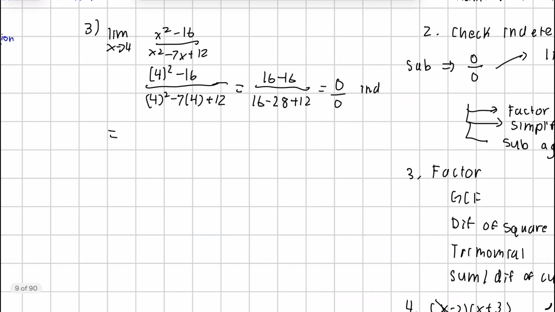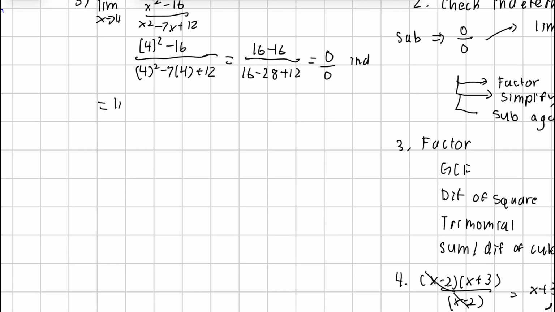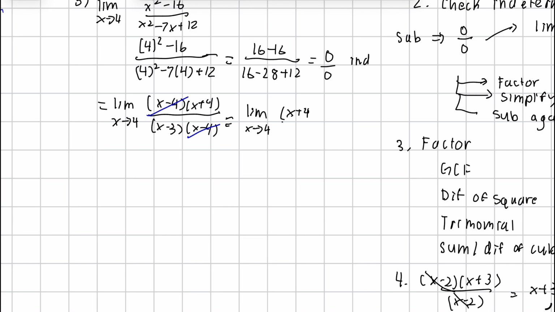So we have to do some algebra. We have the limit as x approaches 4, and x squared minus 16 is just a difference of squares: x minus 4 times x plus 4. And in the denominator, what multiplies to 12 but adds up to negative 7? That's going to be x minus 3 and x minus 4. So we can now cancel out the common factor of x minus 4, giving us the limit as x approaches 4 of x plus 4 divided by x minus 3. After this, we can just do direct substitution, where we have 4 plus 4 because we're approaching the value of 4, and then 4 minus 3, giving us the value of 8.